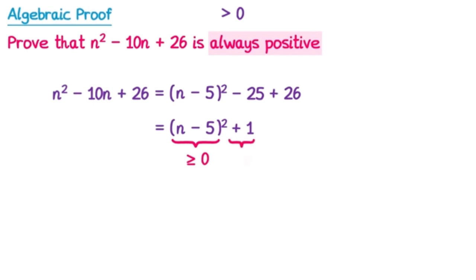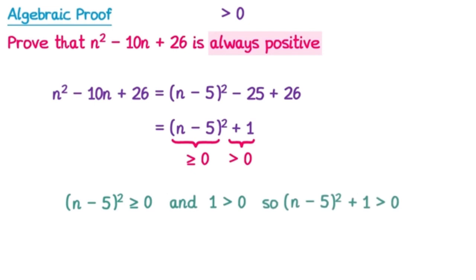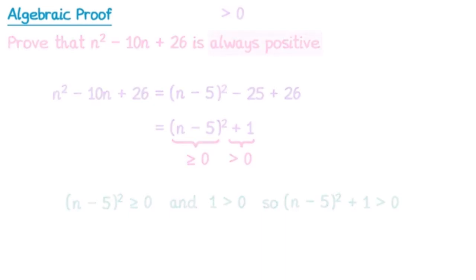Positive 1 is obviously greater than 0. So what we have here is a number that's greater than or equal to 0, plus a positive number, which must be a positive number. So we can finish this proof by writing (n - 5) all squared is greater than or equal to 0, 1 is greater than 0, so (n - 5) all squared plus 1 must be greater than 0, which means it's positive. And now let's look at one more proof, which is a harder version of this one.